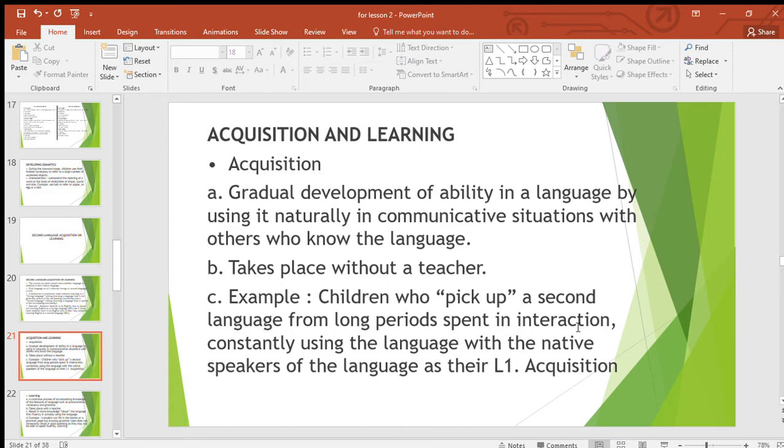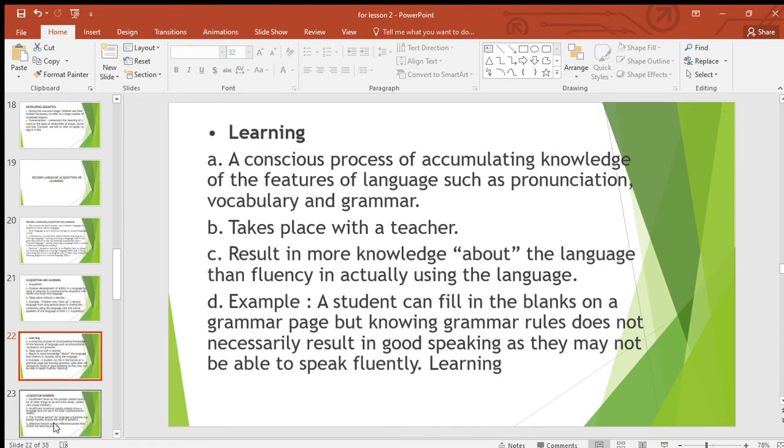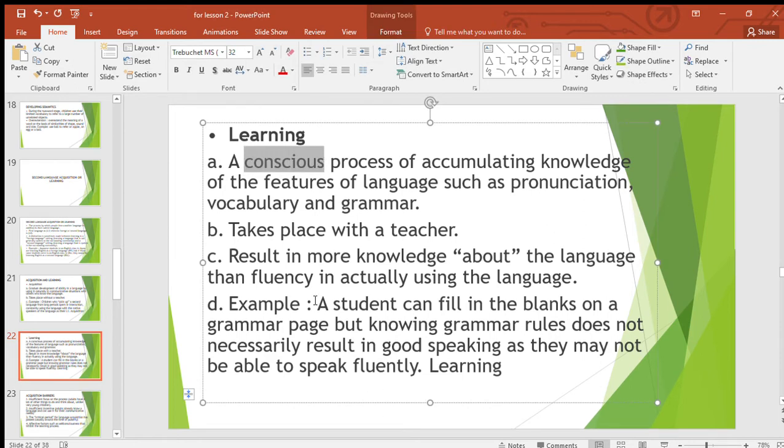So that is acquisition, the natural, gradual development of ability in a language by using it naturally. You're slowly learning the language and slowly being able to apply it yourself. Next is learning. A conscious process of accumulating knowledge of the features of language such as pronunciation, vocabulary, and grammar takes place with a teacher. It results in more knowledge about the language than fluency in actually using the language. So, conscious: you know that you are learning the language.